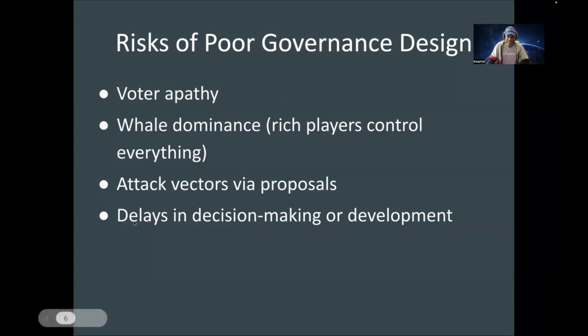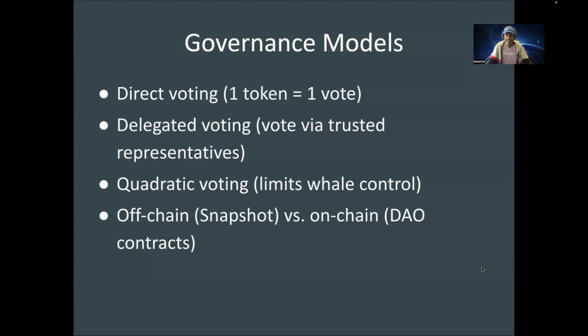This last point is really hard to master, but if you have watched the previous lecture, where we do a lot of this balancing and simulation, we can maybe find some of these things ahead of time. So, governance models: direct voting, one token equals one vote; delegated voting, voting via trusted representatives.